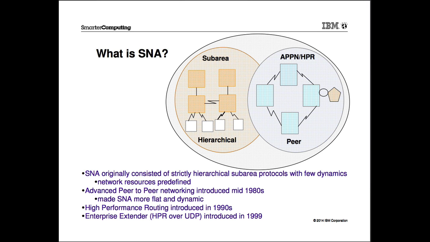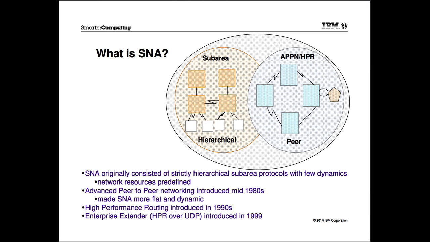In the mid-1980s, we introduced APPN, or Advanced Peer-to-Peer Networking, and Advanced Peer-to-Peer Networking made SNA more flat and dynamic. Advanced Peer-to-Peer Networking introduced the concept that you would configure information about a specific node, and it would dynamically learn about its neighbors and learn about the rest of the network. So it made SNA a little bit more dynamic, a little bit less hierarchical, a little bit less definition bound, but there's still a lot of definitions.